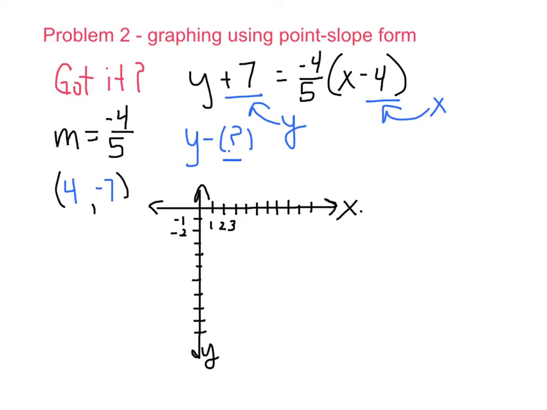So we're going to first graph our point, 4, negative 7. 4, negative 7 would be right here. Now our slope is negative 4/5, so that means we go down 4, 1, 2, 3, 4, over 5, 1, 2, 3, 4, 5. So right here. We have a point here, and there's our line. Negative 4/5 is our slope, and 4, negative 7 is a point that the line goes through.